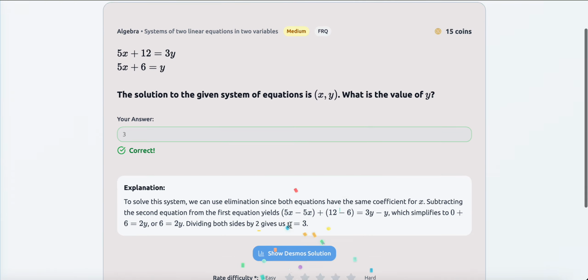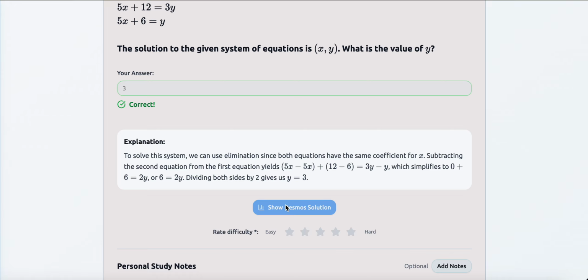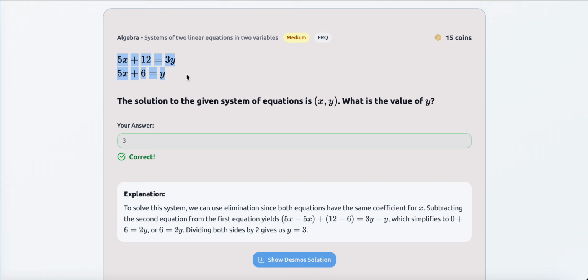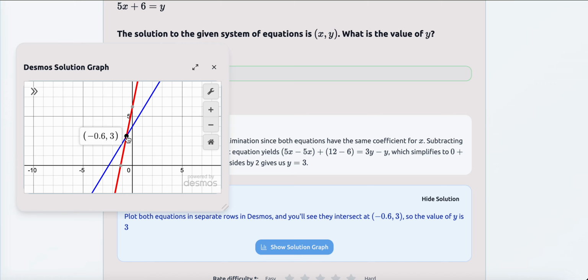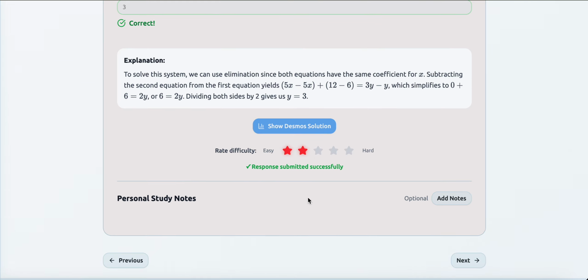And we can also solve this one using Desmos. I showed you elimination, but in general, if you're given a regular system of equations like this, without any twists to it, generally it's best to use Desmos. Some of them will have a twist or a trick to it, and we'll see one of those later. The way you do that is you plot both equations in Desmos and you see where they intersect. If I plot these two equations, you can see that they intersect at the point negative 0.6 comma 3. And the y value of that is going to be 3. So that would be our answer.